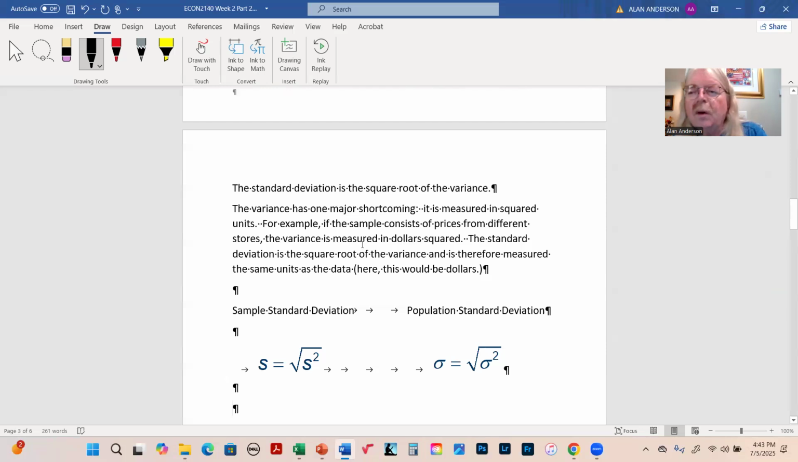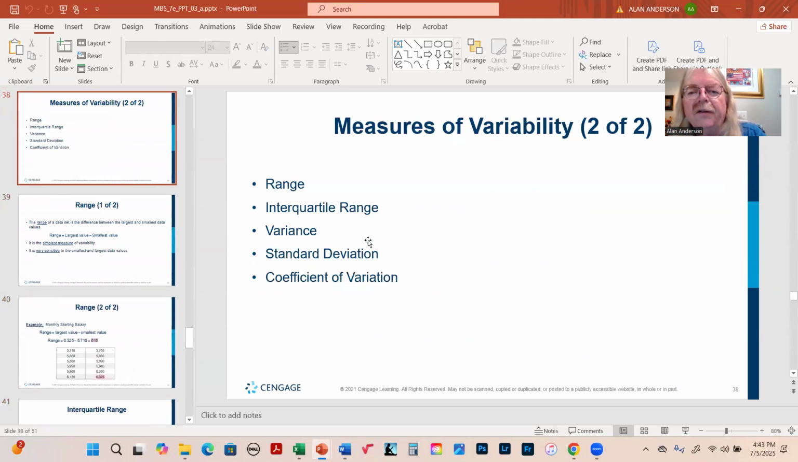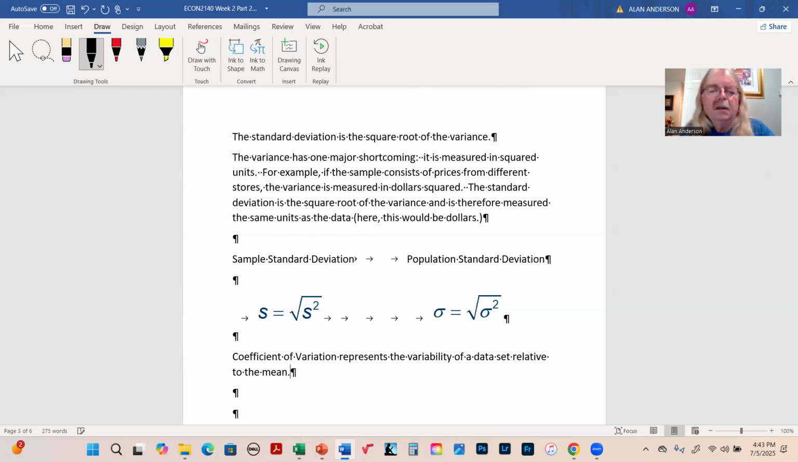Now, if you notice, there's one more measure on our list. If you go back to that slide that has all the measures of variability, the coefficient of variation is last. This one also is a function of other existing measures. So what that is all about is that the coefficient of variation represents the variability of a data set relative to the mean. So it's written like this.